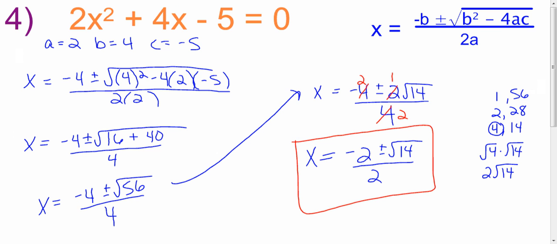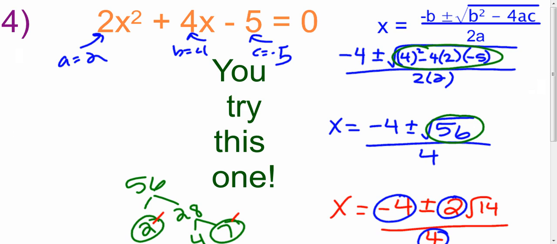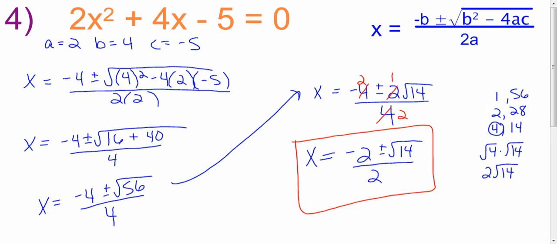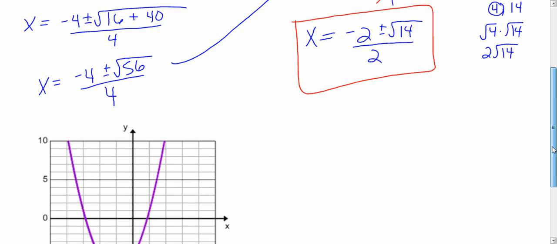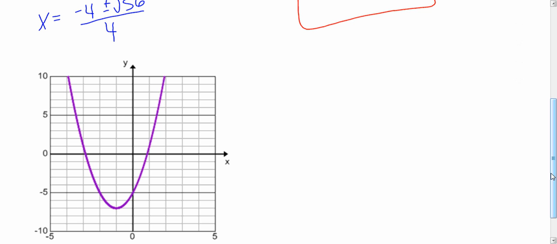And by the way, I forgot to show you the graph on this last one. And actually, I don't even know if I have the graph on this last one. But if I do, it will cross the x-axis. It's just not in pretty numbers, okay? But they're not imaginary numbers here, so it is going to cross it. It's just not going to be at a pretty number, okay?